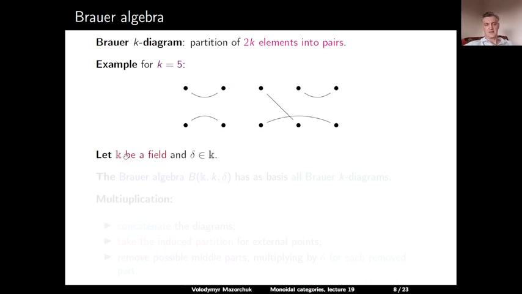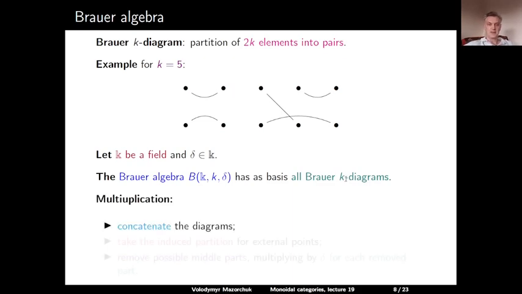So let K be a field and delta be an element in this field. Then we can define the Brauer algebra B, which depends on our choice of the field, on our choice of the number of points, and our choice of the parameter delta. This algebra has as basis all Brauer diagrams for k. The multiplication is defined as follows. We concatenate the diagrams, so we put one diagram on top of the other, and then we take the induced partitions for the most upper and most lower points, which is induced by this concatenation.